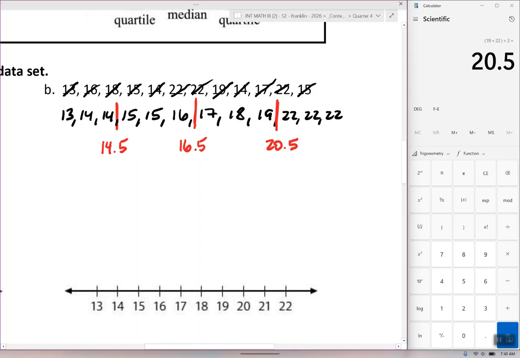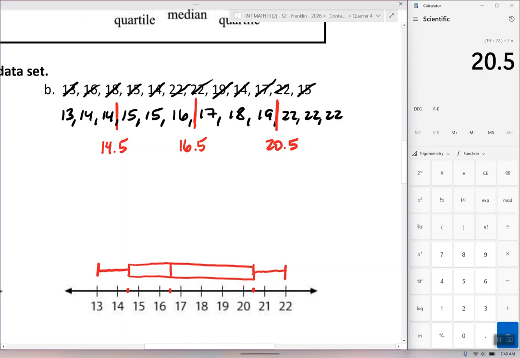Okay, so now we can draw our box. Now it's 16.5, which is right in the middle here. Same with 14.5 and 20.5. So we got our 3 lines. We're going to draw this box. If your lines aren't perfectly straight, it's okay, as long as the lines of your box are in the right spots. And then we draw the whiskers out to our outliers, or the first and last values anyway.